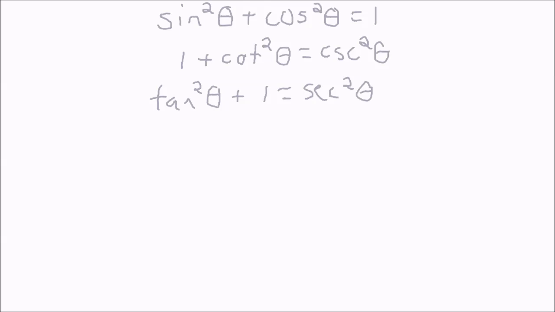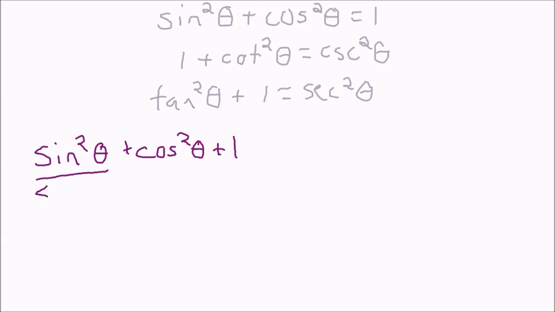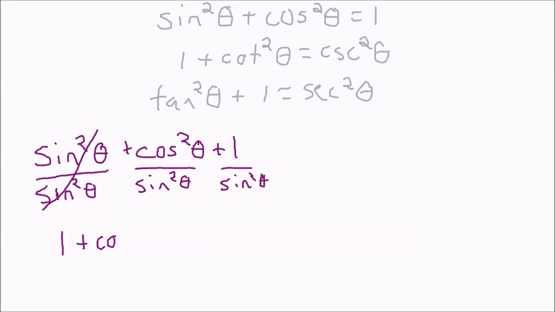Well, I'll show you. When I see that I have sine squared plus cosine squared equals 1, all I'm going to do is divide each of these terms by sine squared. When I do so, this cancels and gets me 1. Cosine squared over sine squared is cotangent squared. And 1 over sine squared is cosecant squared, which is exactly what we wrote right up here.